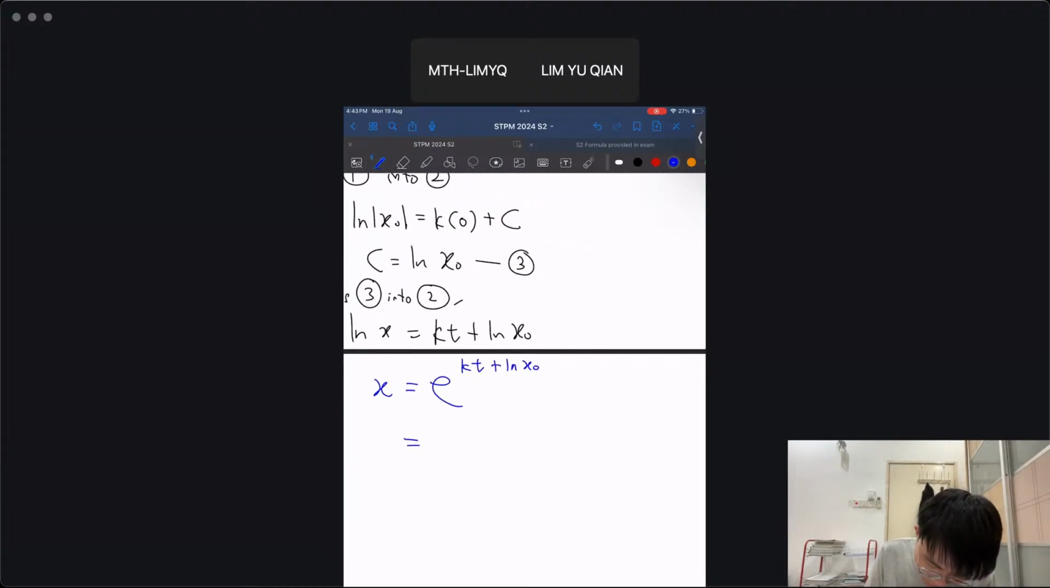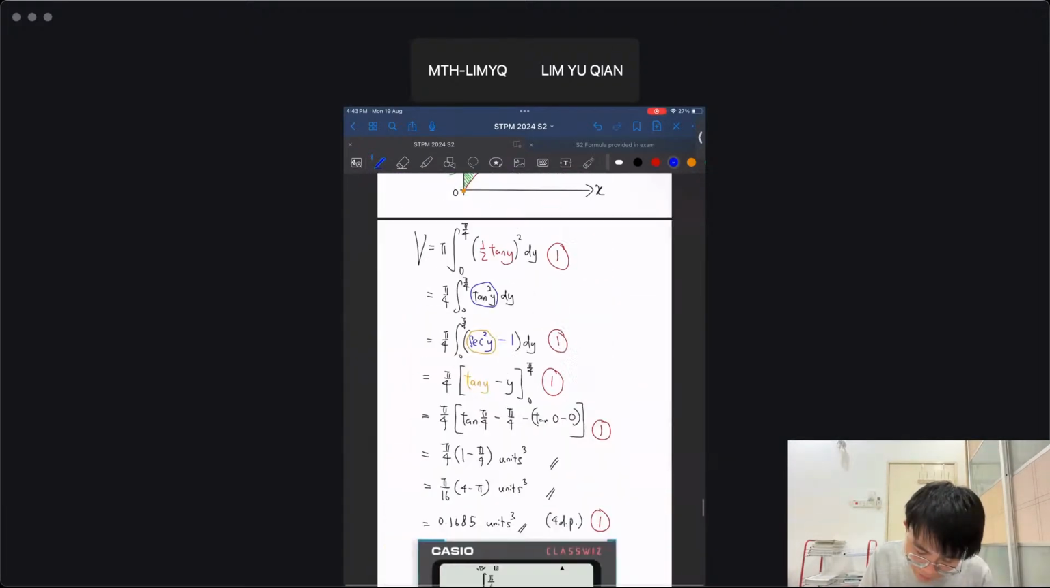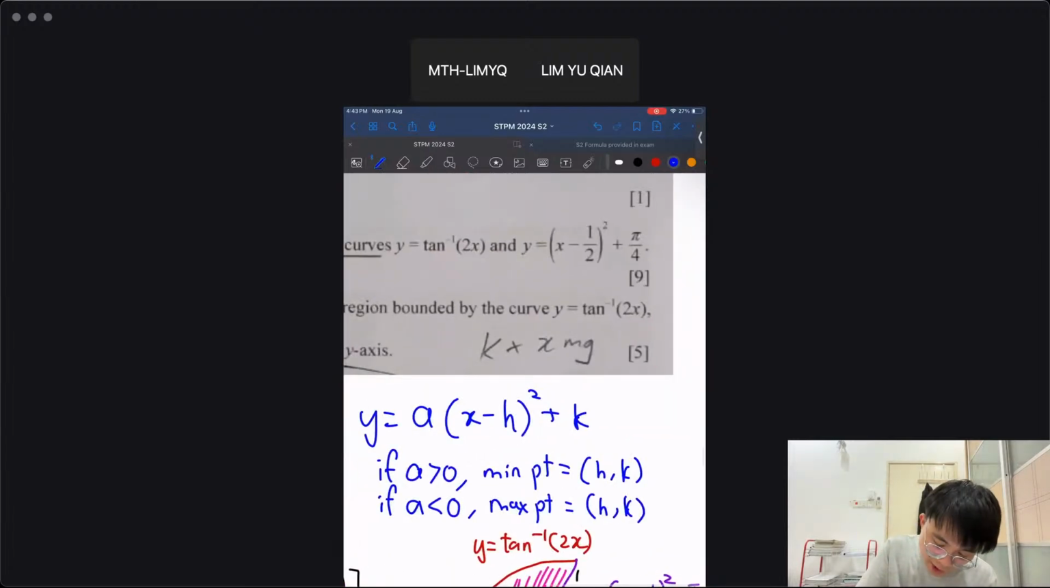Okay, so e^(kt) times e^(ln x naught). Is this what you are doing? I think this person also got state something here, right? This is my student. See what I write? K times x naught. Okay, correct.